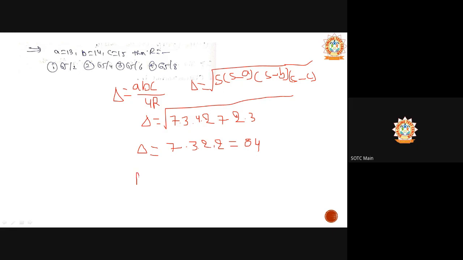So now what will R become? ABC, that is 13 into 14 into 15 divided by 4 into 84. 84. So 14 ones are 14, 14 sixes. Next 3 fives, 3 twos. So then 13 fives are 65 divided by 8. 4 into 2 is 8. So option 4 is correct, nana. Clear? Yes, sir.